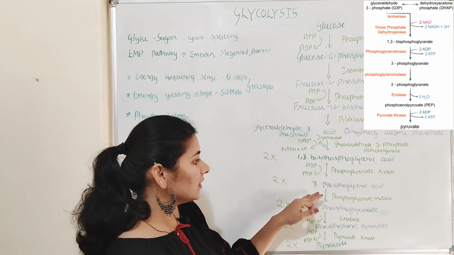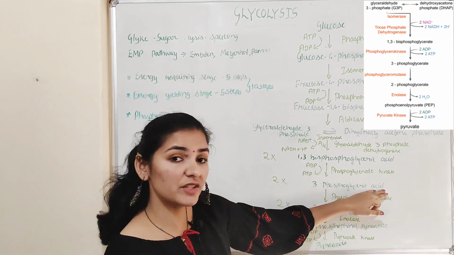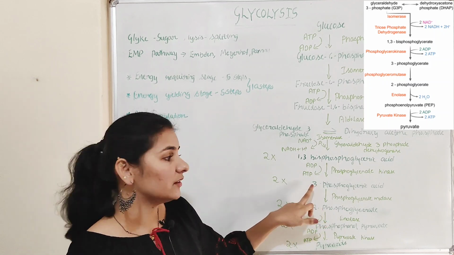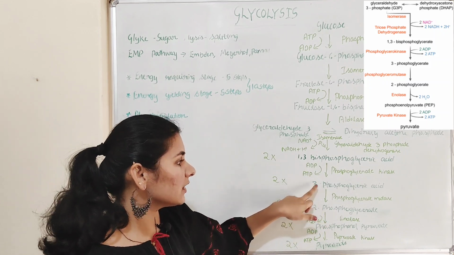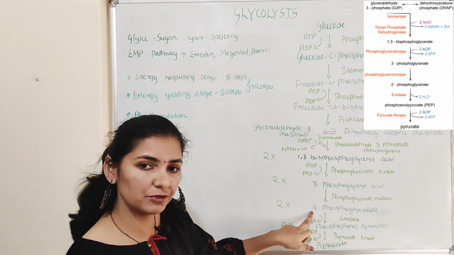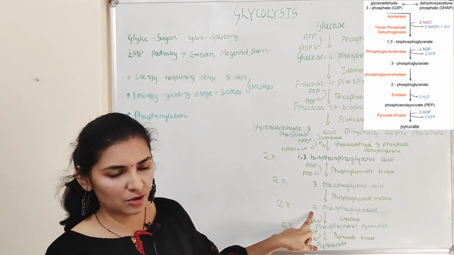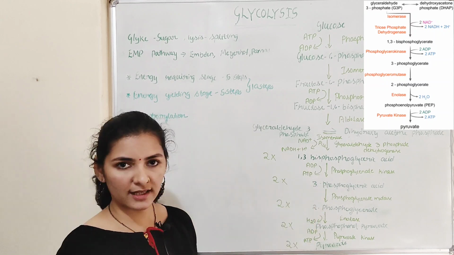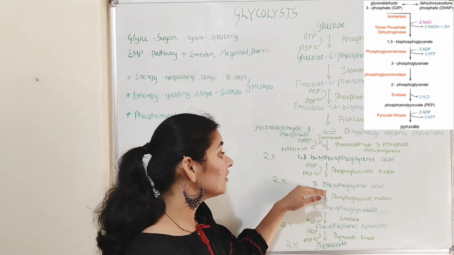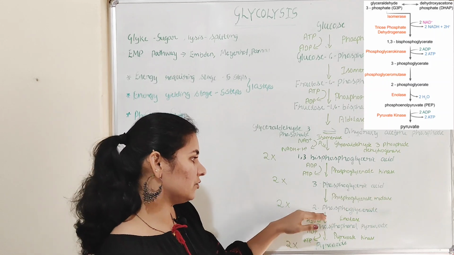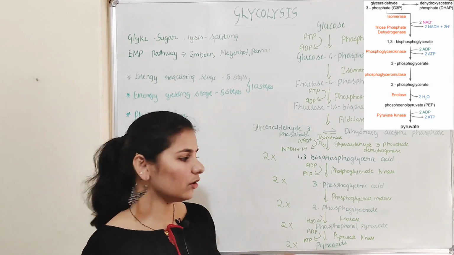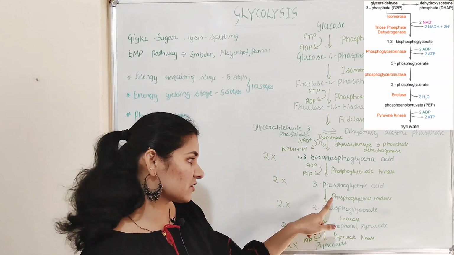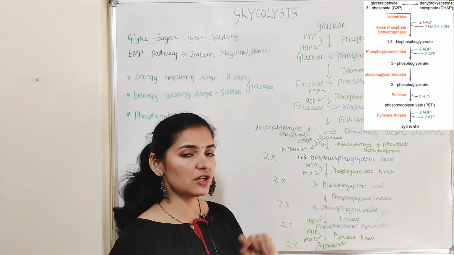In the next step, this 3-phosphoglyceric acid, which consists of a phosphate group at the third position, this phosphate group from the third carbon is shifted to the second carbon of this compound. So from the third carbon, the phosphate group is shifted to the second carbon, which converts 3-phosphoglyceric acid into 2-phosphoglyceric acid or 2-phosphoglycerate, and the enzyme which catalyzes this reaction is called phosphoglycerate mutase.